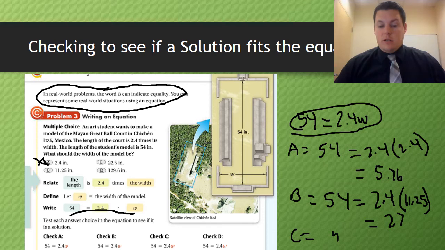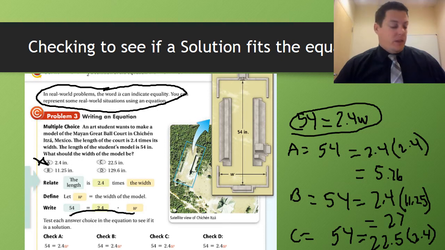C, we have 54 equals 22.5 times 2.4. All right, I wrote that backwards, but remember with the commutative property of multiplication, order doesn't matter. This time, in fact, I do get 54. So C is going to be my answer.